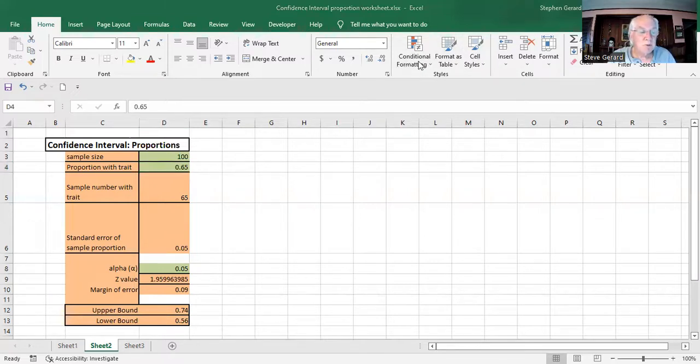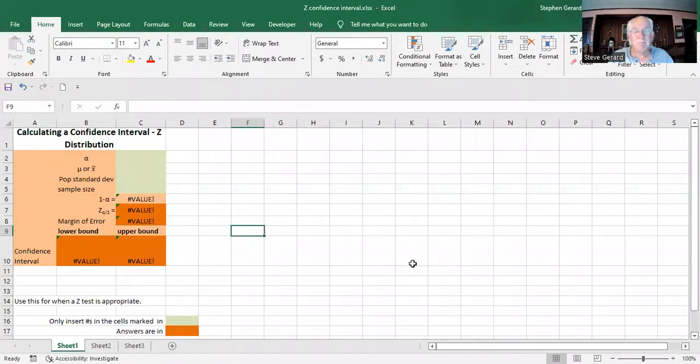I'm going to move on to the Z confidence interval. Same sort of format here. If you remember, you can use a Z only when you know the population standard deviation. If you don't have a population standard deviation, you cannot use a Z-test.